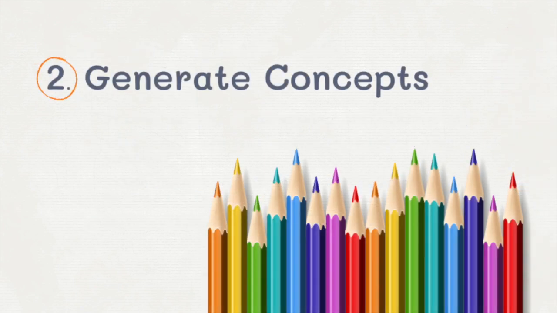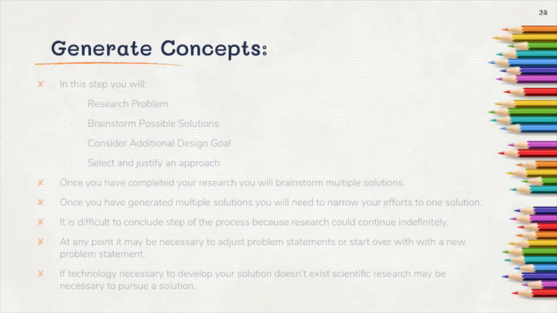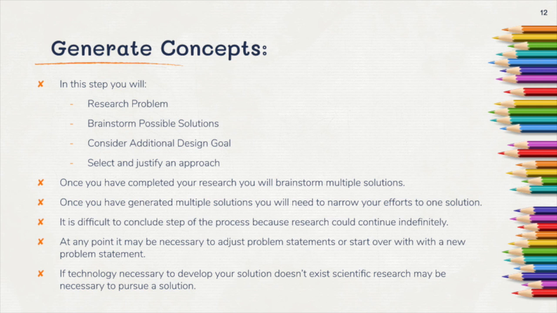The second step of the design process is to generate concepts. In the Generate Concepts step of the design process, you will need to research your problem, brainstorm possible solutions, consider additional design goals, and select and justify an approach. Once you have completed your research, you will brainstorm multiple solutions. Once you have a variety of ideas, you will need to narrow it down to one solution.